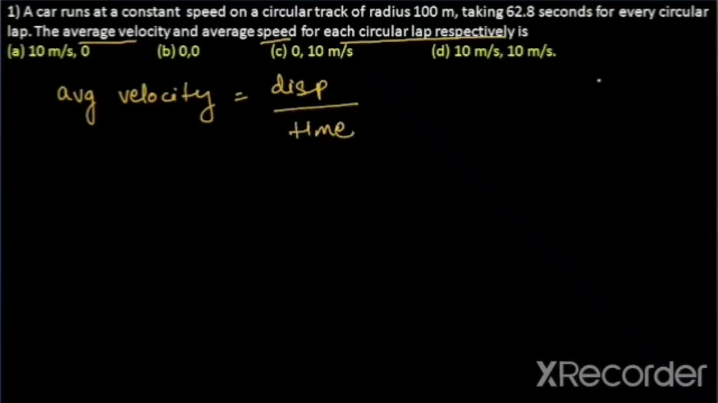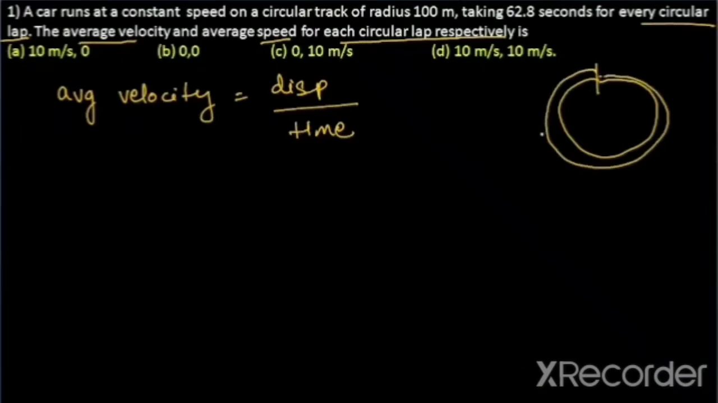Here the track is circular and for every circular lap, the initial and final position is the same. So our displacement is 0 and time is 62.8, so 0 meter per second is our average velocity. Now average speed.